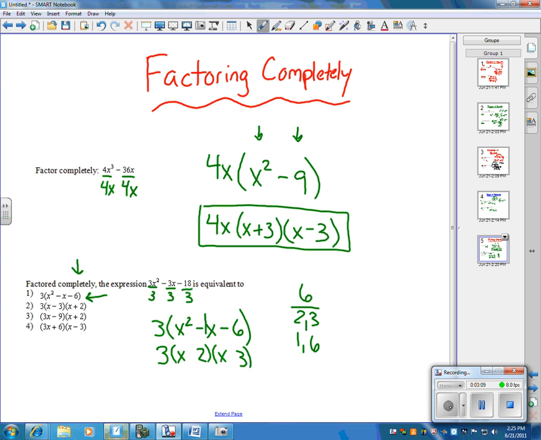Now to have a negative answer when I multiply and get negative 6, 1 has to be negative. So for this reason, it's going to be negative 3 and positive 2. And although they're out of order, our answer is going to be number 2. So when you see a factoring question that says factor completely, make sure that you completely do all the factoring, because a lot of people always stop after one step and they either lose points or they fall for an incorrect answer.